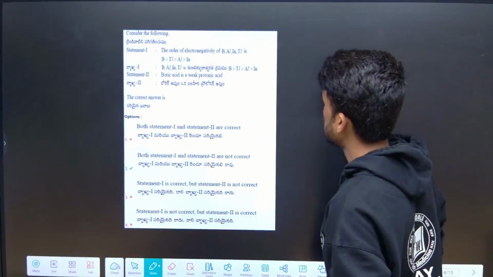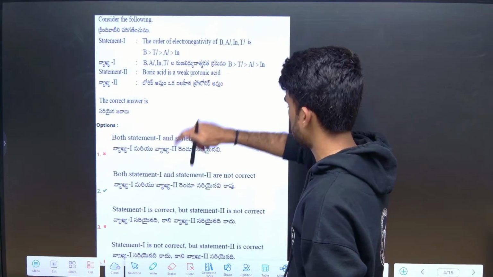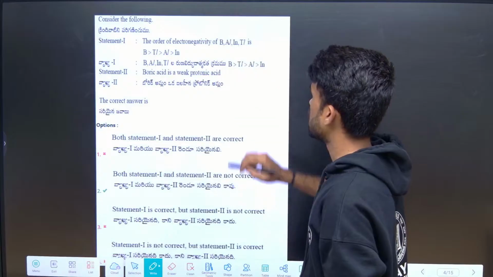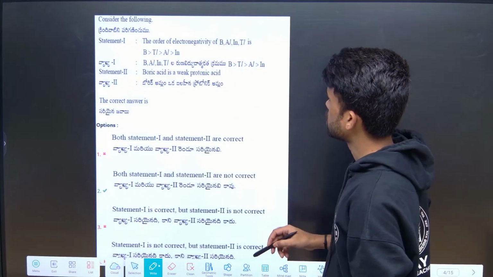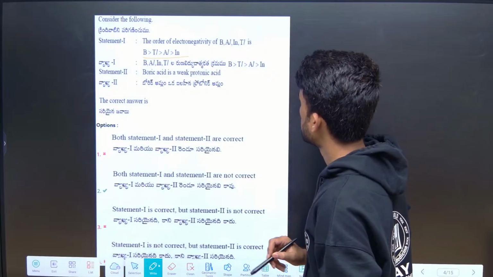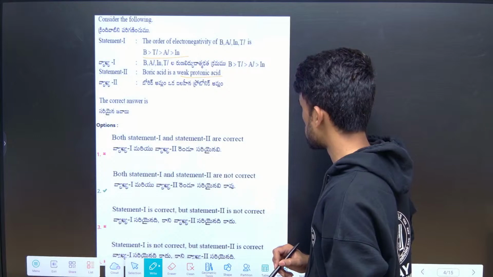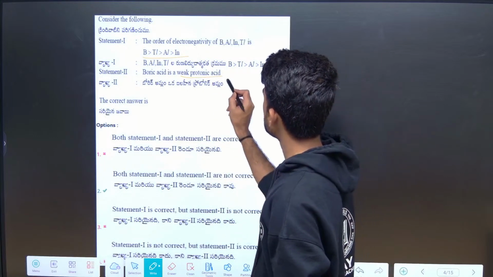Next, what is the order of electronegativity of boron, aluminum, indium, thallium? So how can we give this? They are saying this is the order. Is that correct? Boric acid is a weak protonic acid. Tell me, is it a protonic acid?